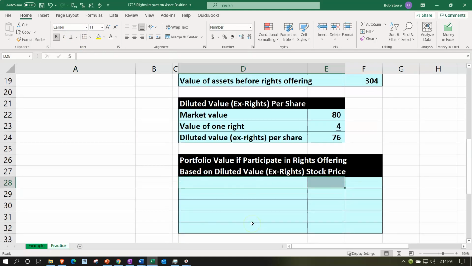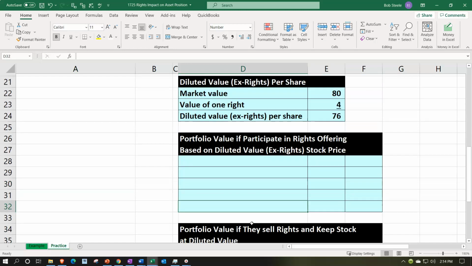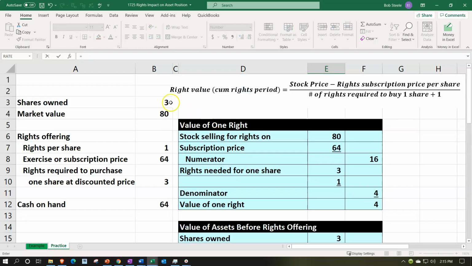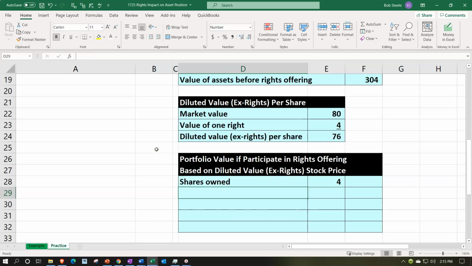So now, where would we stand? What would our portfolio look like if we participate? So the portfolio value, if we participate in the rights offering, based on the diluted value, the ex-rights stock price. If we participate, the number of shares that we will own after we purchase the new one is going to be equal to, we started with 3, and then we're going to purchase one more share, because we were able to purchase it at that discounted price. So that's 4 shares. And then we're looking to pick up the diluted value.